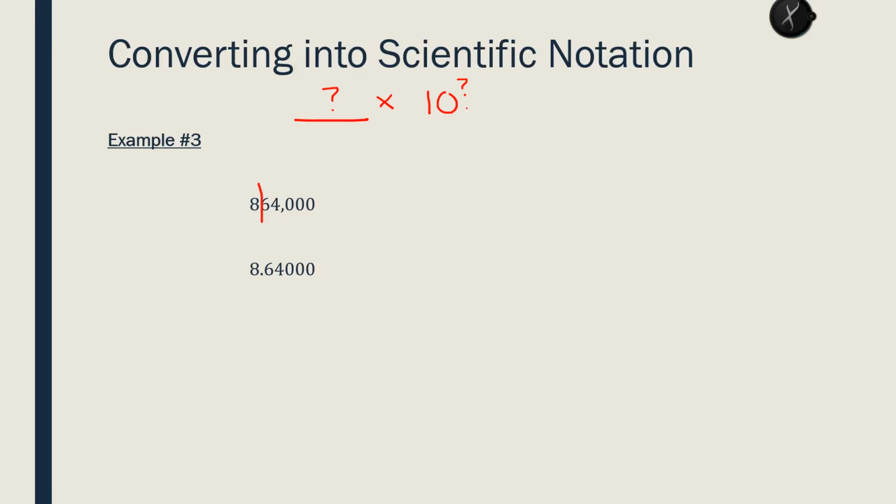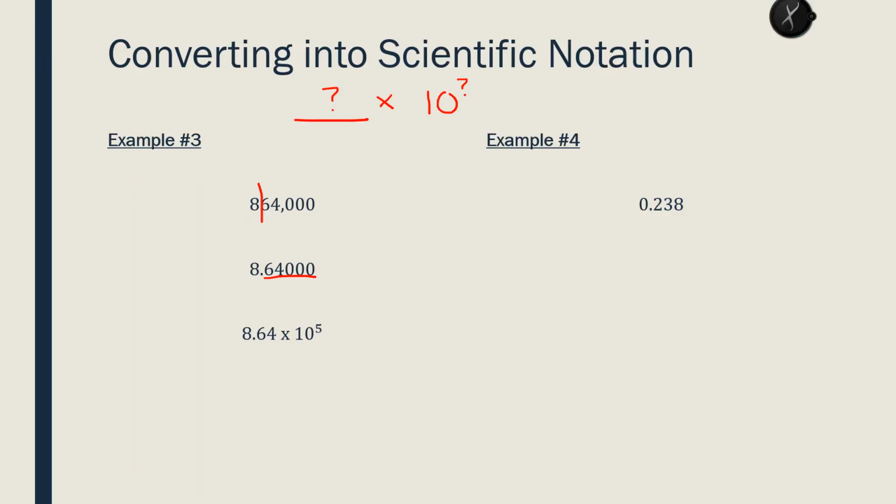Because this time it's going to be a positive exponent, since we're talking about a large number that's not a decimal. And there are 5 numbers to the right of the decimal, so we know our exponent will be a 5. So now we can just drop these zeros and write it as 8.64 times 10 to the fifth, because 5 represents our 5 numbers to the right of the decimal point. And let's do one more.